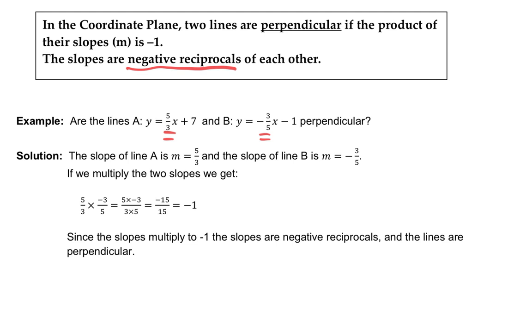But we can also see that these are negative reciprocals. If we take 5/3, and this is a positive slope, positive 5/3, and we invert the fraction or flip the fraction over to get 3/5 and change the sign from positive to negative, we have made these things negative reciprocals.